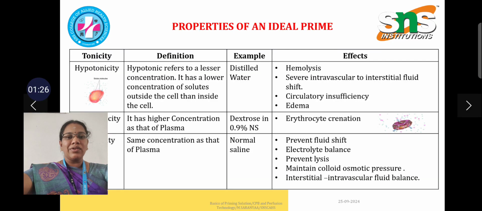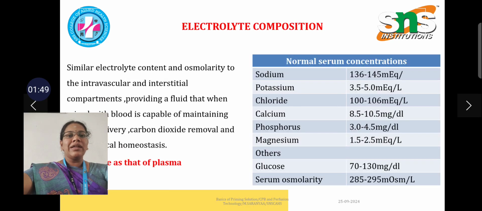Next one is isotonic solution. It has the same concentration as that of plasma. From here we know that we are using an isotonic solution as a prime for cardiopulmonary bypass. It is normal saline. It prevents fluid shift, electrolyte imbalance and lysis, maintains the colloid osmotic pressure, and interstitial and intravascular fluid balance can also be maintained.